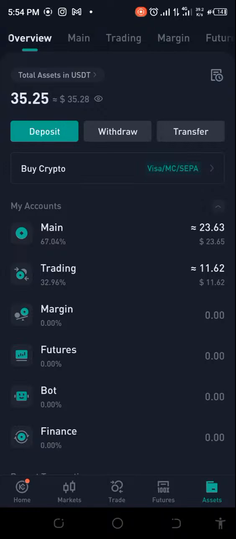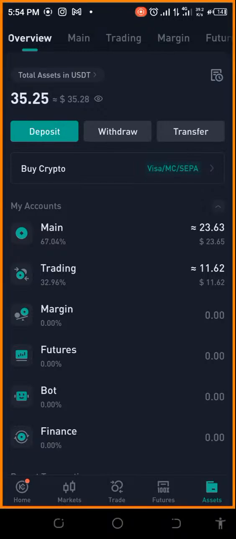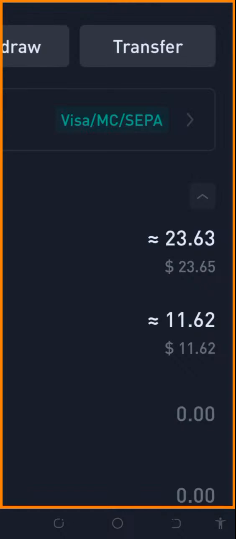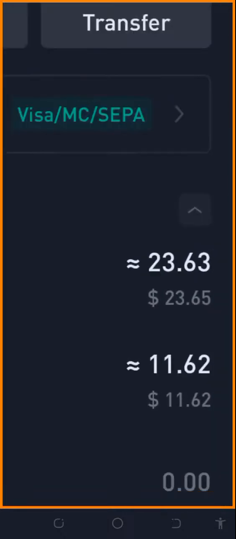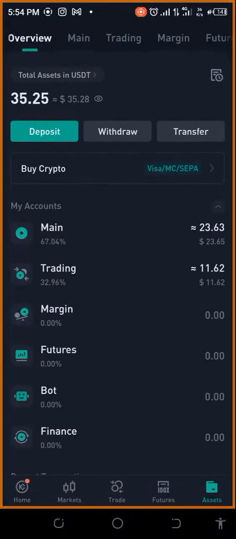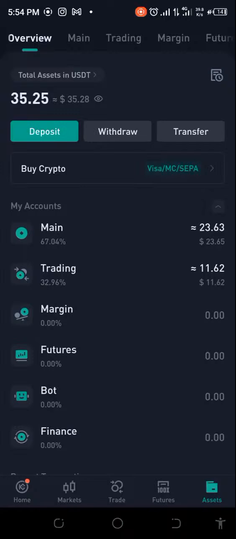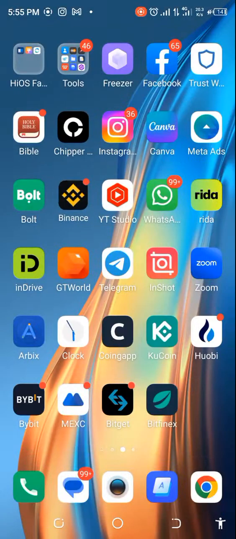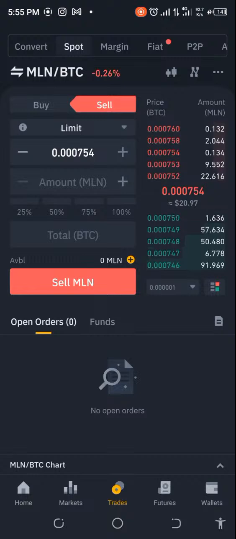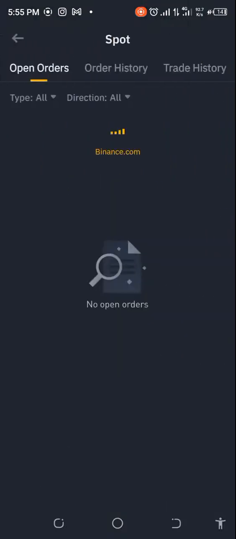Okay, I'm back, and right now MLN has arrived here. As you can see, we have 23.65, but actually it was supposed to be more than that. It was supposed to only take 20 cents, but well, it was 23.9, I think. Let me go and check Binance to be sure about the trade.